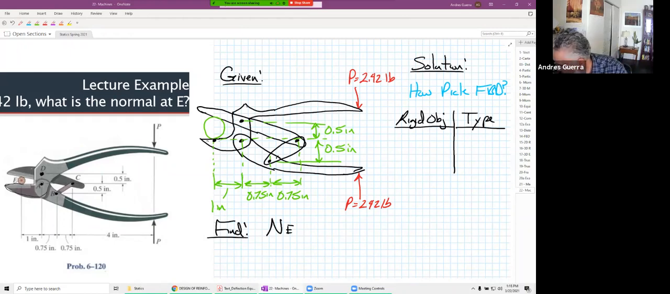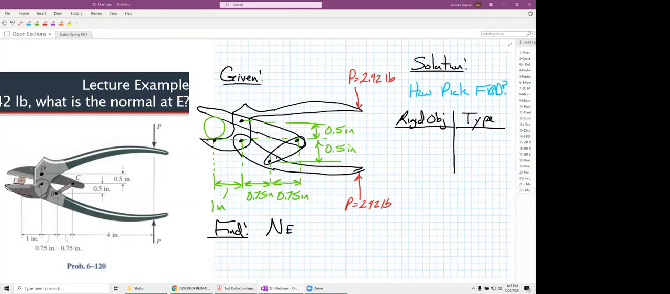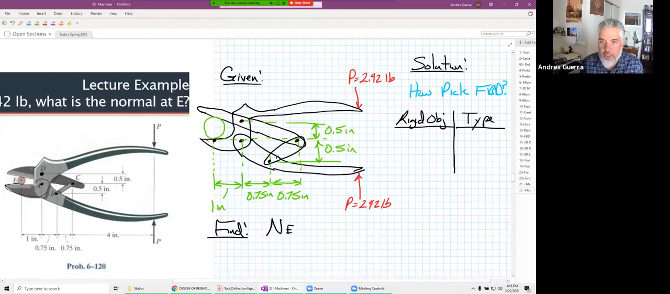Okay. Spencer Ayers, one rigid object. What's a rigid object that we have on there? The top handle of the shears. Yeah, the top handle. And that reminds me, you don't have any way to specify that, do you?